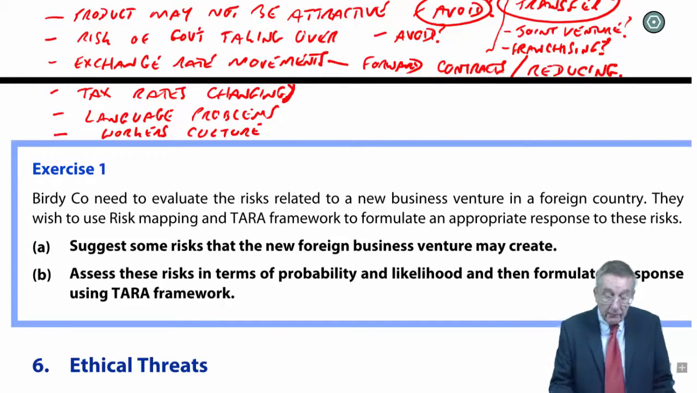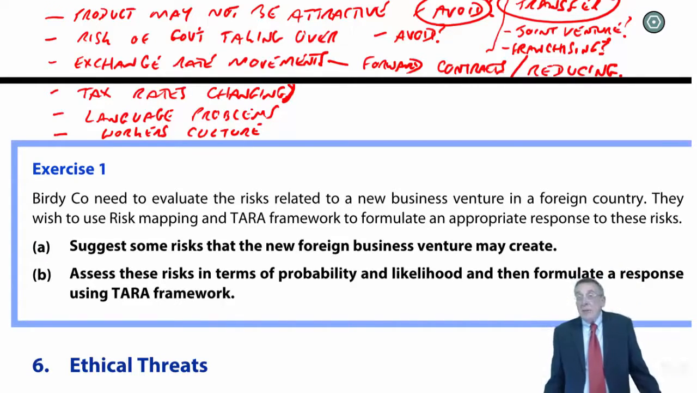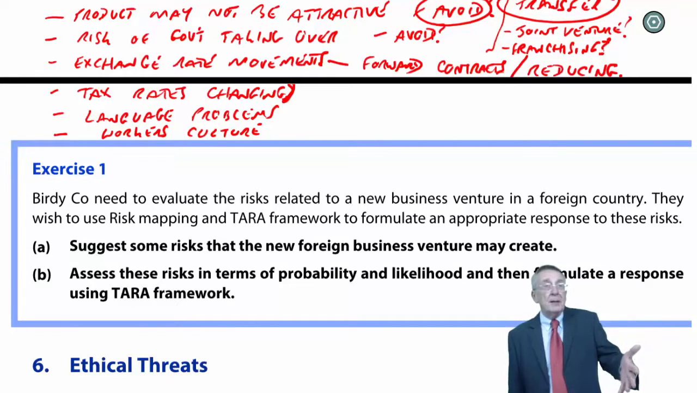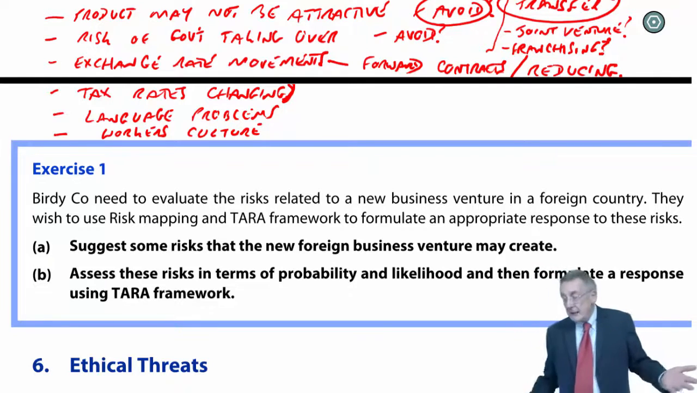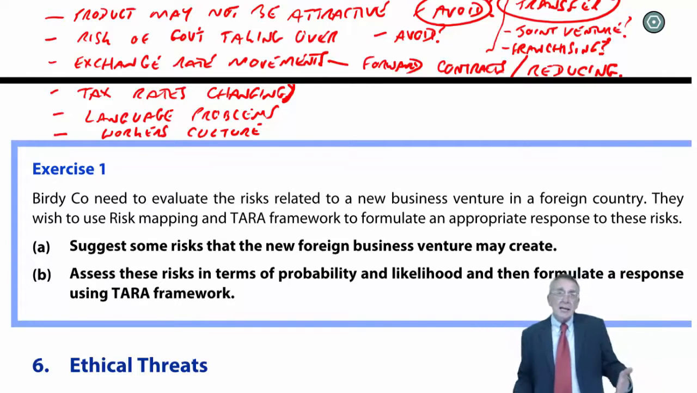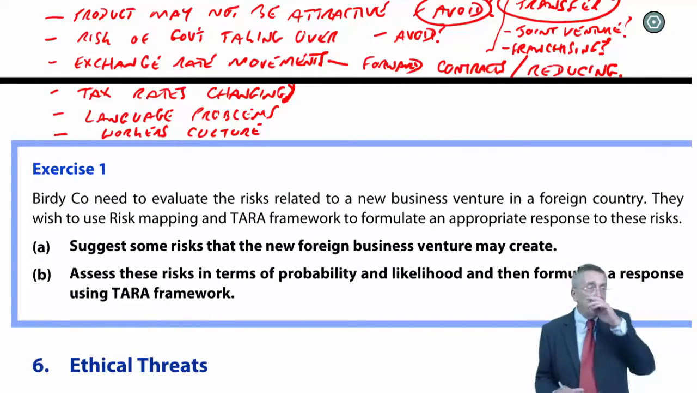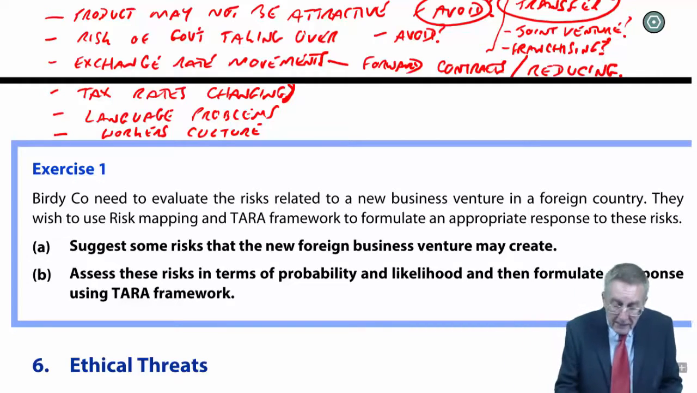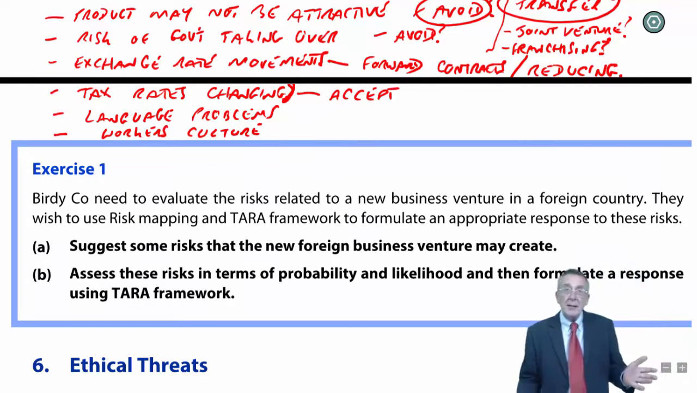Tax rates changing. Again, it's impossible to say, depends on the country. That's perhaps something that you think is unlikely. Again, if it's the US or something, I think you may think it's unlikely there'll be a sudden unexpected change in tax rates. And if there were to be, fairly small. So that might be a risk you'd accept and not bother doing anything about.